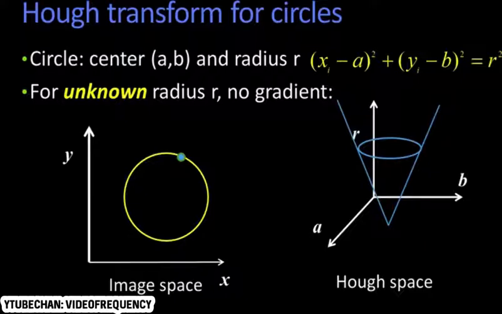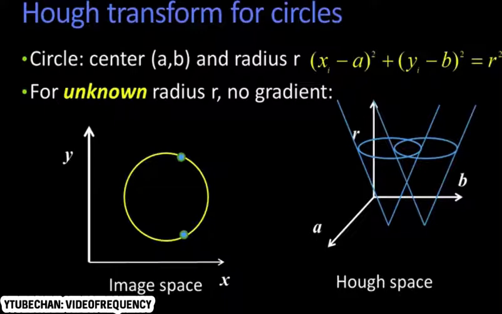So with unknown radius, each point votes for an entire cone in this 3D space. So the surface of the cone, right? Not a filled-in cone, but the cone that's a surface. And the next point, what does it do? It votes for another cone. And you can sum these all up.